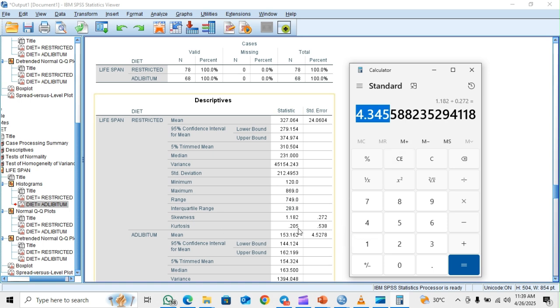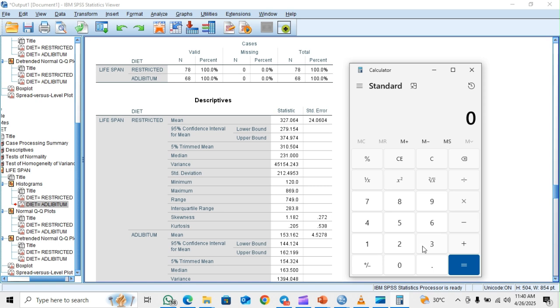Now let me do the one for kurtosis. Instead of using 0.205, I'm going to add 3 to it, because if you do it like this, you are going to get a wrong answer. For example, if I do 0.205 divided by 0.538, you are going to have a number that is within that range, and that is going to be contrary to what the other statistics have shown us. So in order to get the right calculation, you will add 3 to this, because SPSS normally subtracts 3 and then reports excess kurtosis.